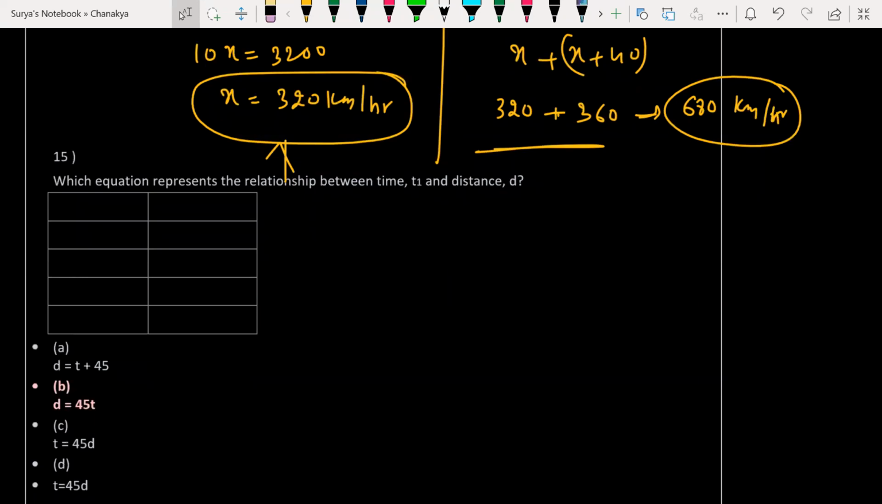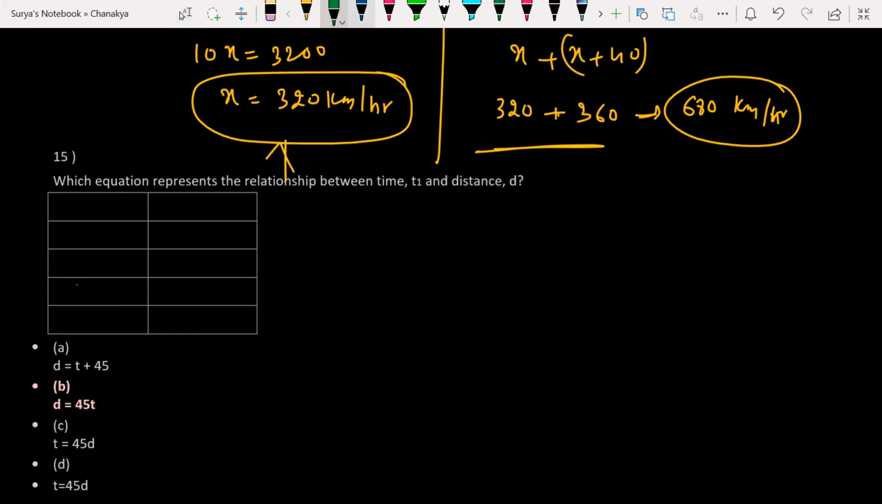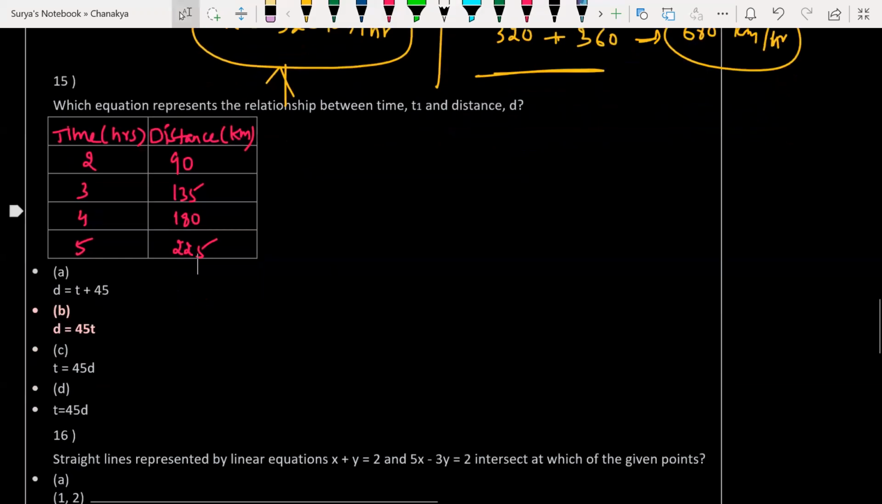Which of the equations represents the relationship between the time T1 and distance D? Let me write it. This is representing time in hours, and this is representing distance in kilometers. Times 2, 3, 4, 5, and distances 90, 135, and so on, up to 225.